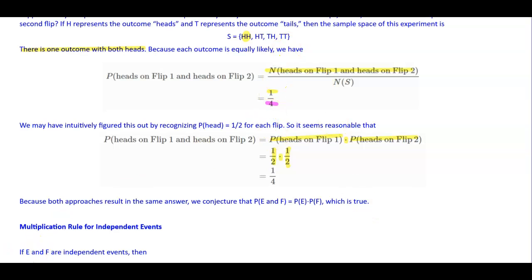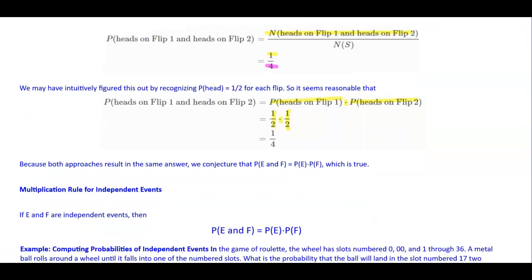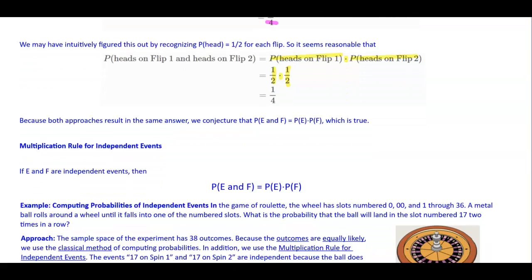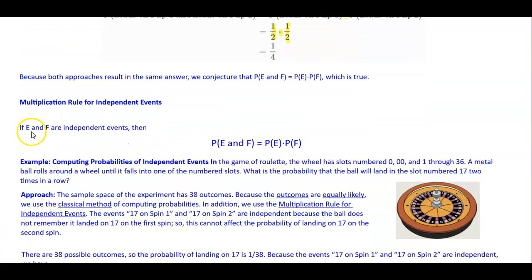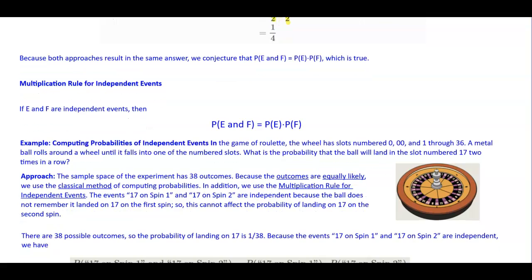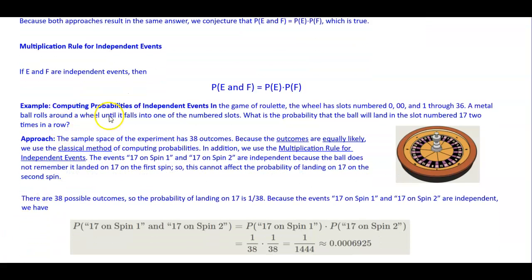So now we're introducing the multiplication rule for independent events. If event E and event F are independent events, then the probability of event E and F is equal to the probability of event E times the probability of event F. Okay, so let's take a look at an example. Computing probabilities of independent events.